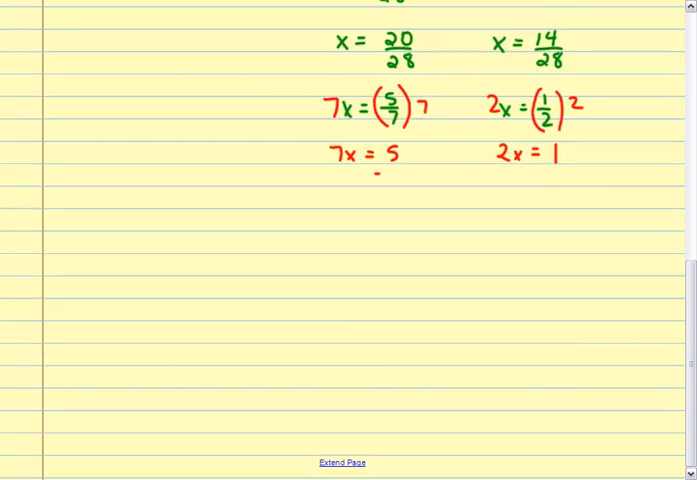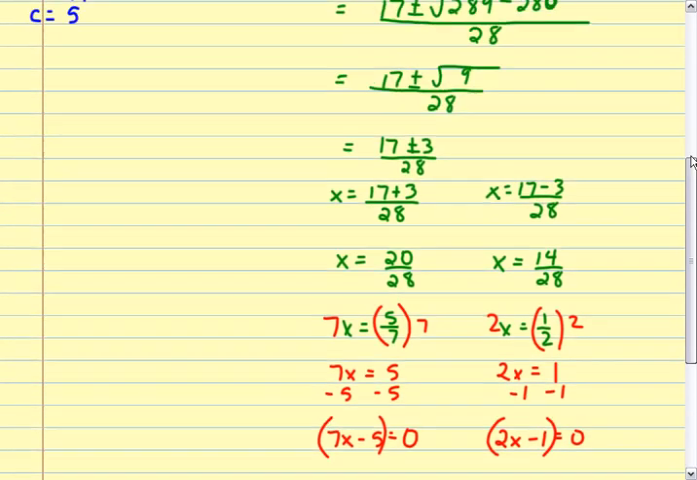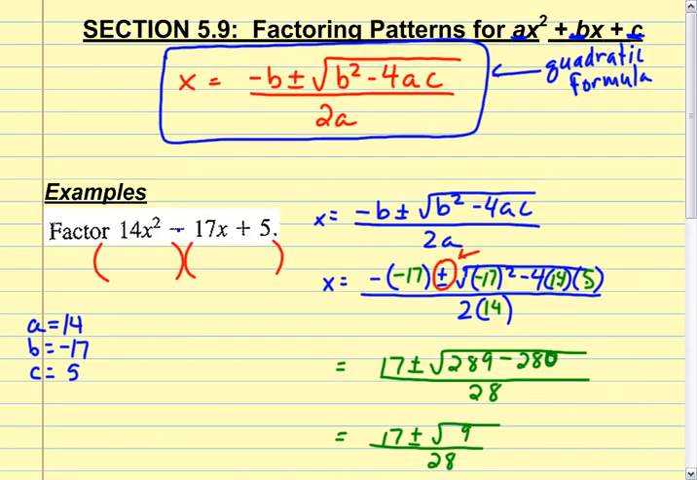Let's subtract 5 from both sides here. That's going to give us 7x minus 5 equals 0. And over here, we're going to subtract 1 from both sides, and that gives us 2x minus 1 is equal to 0. Okay, now what do I do with that, Mr. C? Well, that's one factor. That's the other. Let's go write it in. 7x minus 5, 2x minus 1.